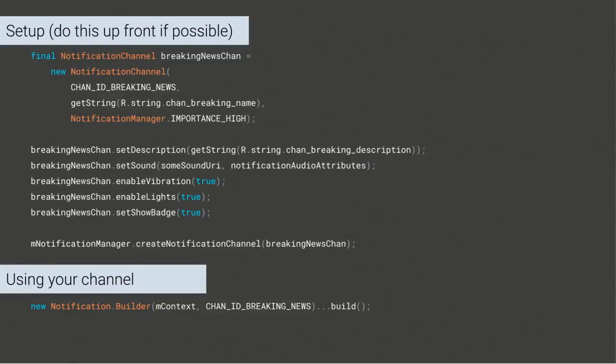Now, if you don't want to track, have I ever done this on this device before? Because the notification manager, of course, persists all this information between reboots. You can do this anytime your app or service starts up, and it's very cheap. If the notification manager sees that you already made this channel, it skips right over it. So you can do this in any of your setup code. And then when you go to post a notification, you just throw it into the builder constructor, and that's it.